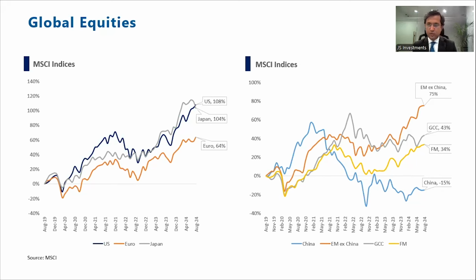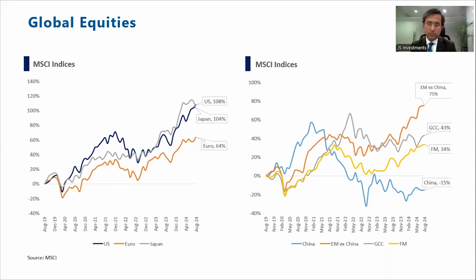Whereas on the right-hand side, you could see one market that actually is standing way behind the curve is China. So it's down 15%. And mind you, these are local currency returns. Whereas the emerging markets as a whole, ex-China, have been up 75%, GCC is up 43%, and frontier markets have returned 34%. So these are total returns we are talking about in the last 5 years. So here you could clearly see that the outperformers have been the more advanced markets, the much larger, bigger markets like US and Japan.